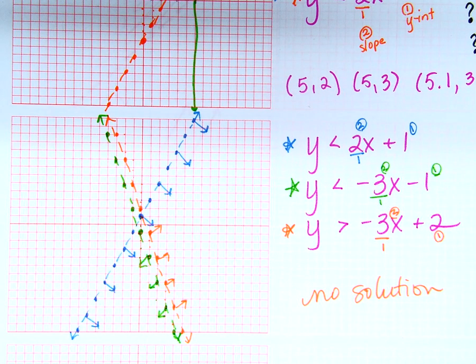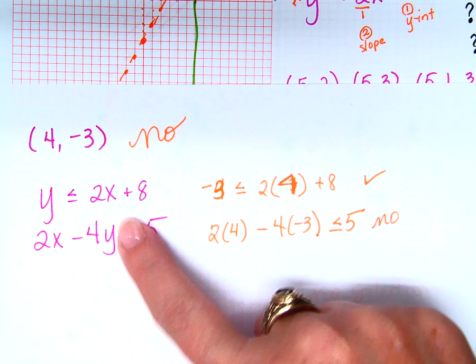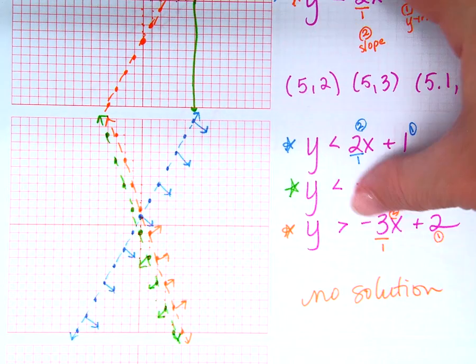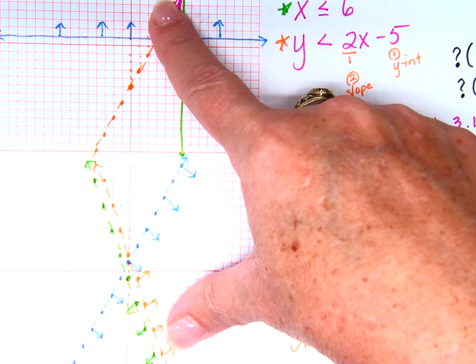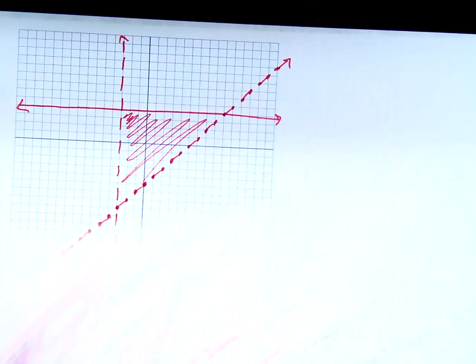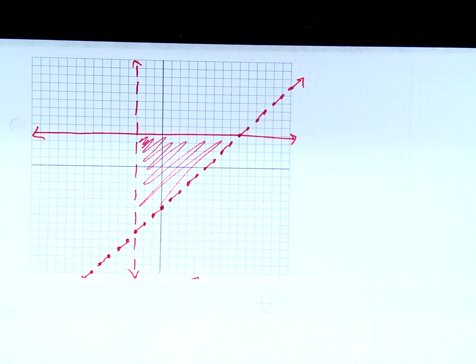So you remember I told you there was 3 types of possible problems in this section, right? This one was the first one, where it says, here's a point, here's the system. Is it a solution or not? The second type was, here's the solution, graph it. Guess what the last type is? Here's the graph. What's the solution?